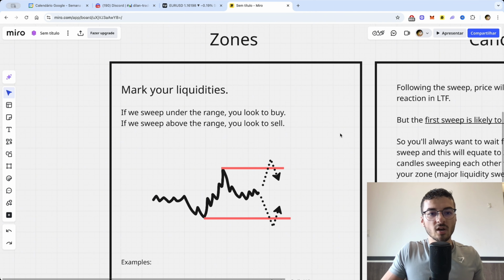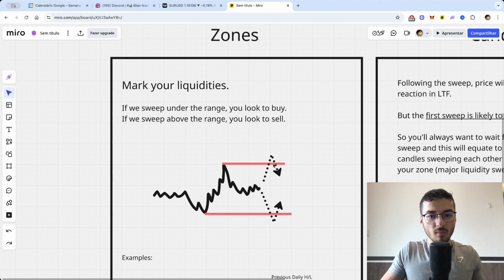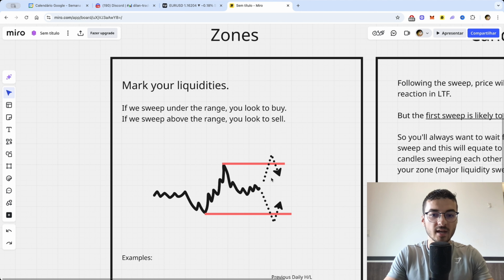So when you start your day off, you're essentially going to be marking the liquidities, right? You have highs, you have lows, because we know that liquidity moves the markets and the price likes to go from one liquidity to another. So essentially, once we break the highs, for example, you look to short. Once we sweep the lows, you look to buy.